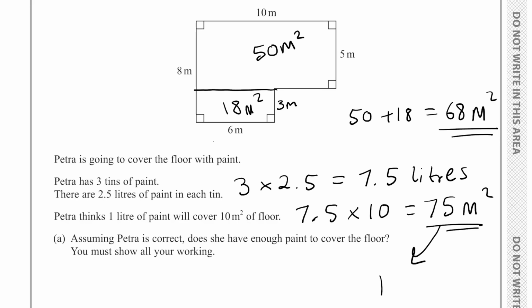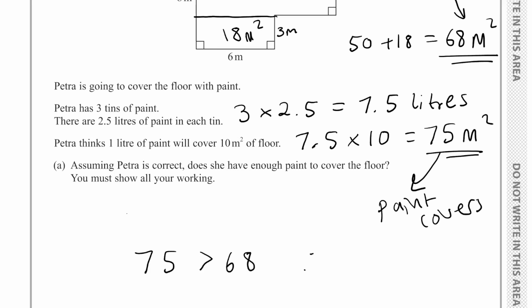So the paint covers 75 metres squared. The area is 68 metres squared. So that means we've got enough. We've got enough for 75. We need 68. 75 is greater than 68. Therefore, there is enough paint.